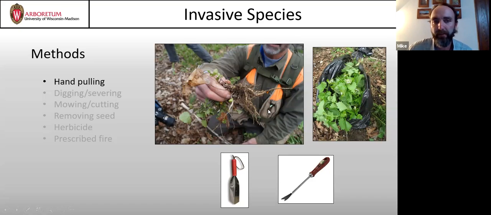It's a good activity for volunteers. You don't necessarily need tools. You don't have to use herbicides. So there's a lot of scenarios in which basic hand pulling can be very effective. And there are a variety of tools that you can use to help make that work better, to loosen the soil, to get some leverage, to help pry plants out of the ground. We all use different tools, little hand tools like that.